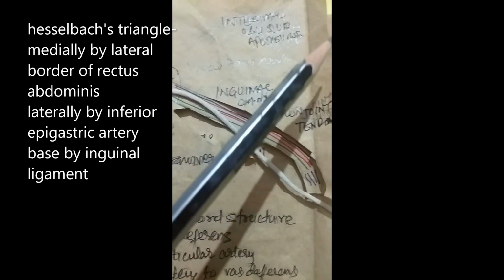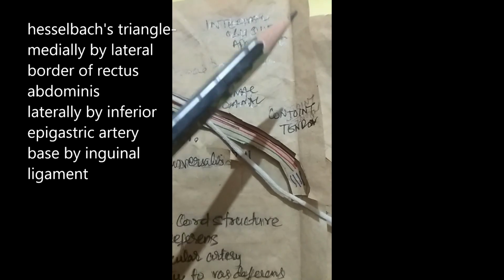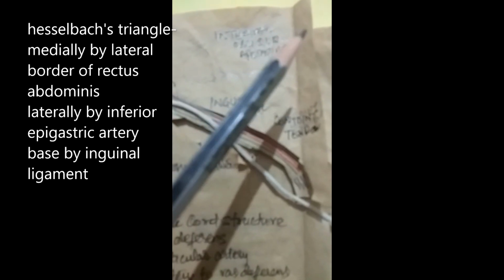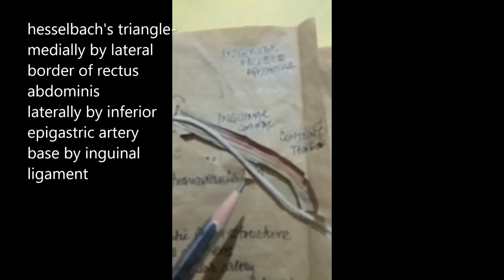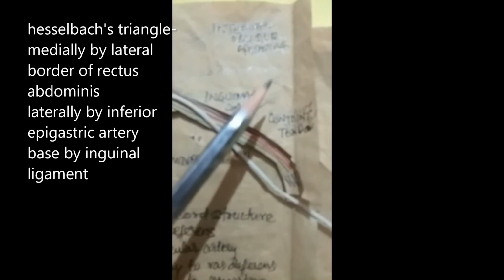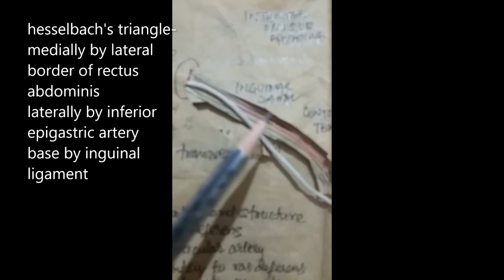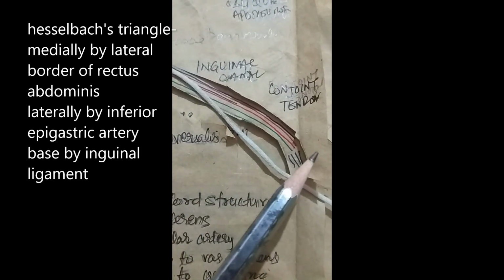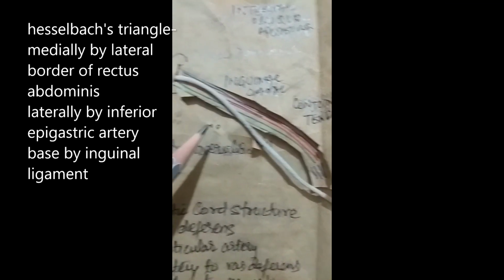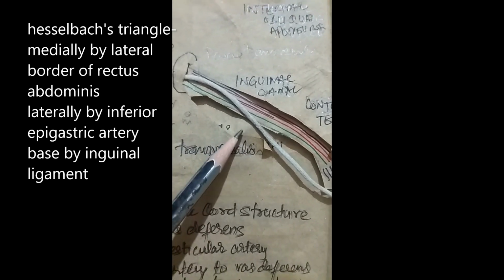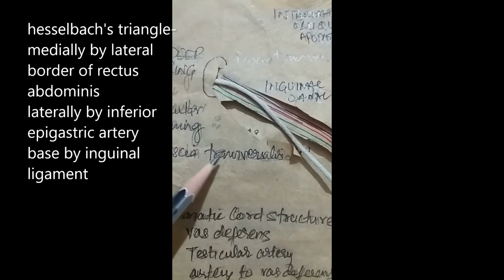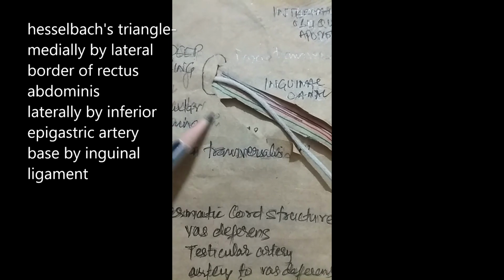Here this medial side is bounded by the rectus sheath, and the inferior epigastric artery forms Hesselbach's triangle. If we are lateral to the inferior epigastric artery, then this is an indirect hernia. If we are medial to the inferior epigastric artery, then this is a direct hernia. Here we can feel the femoral artery, femoral vessels also. Deep ring is just above the mid-inguinal point.